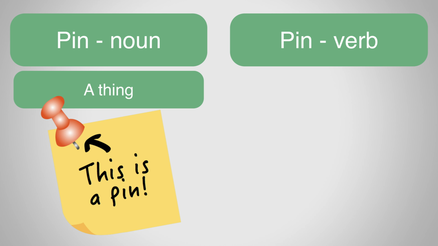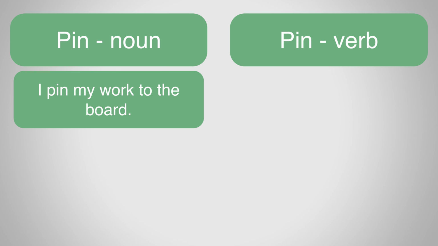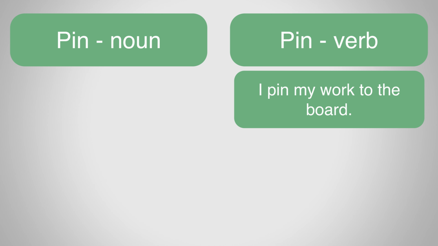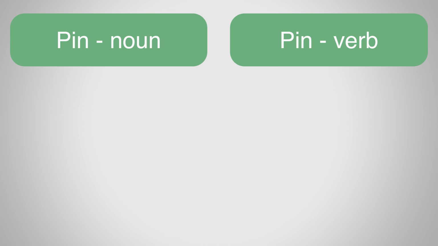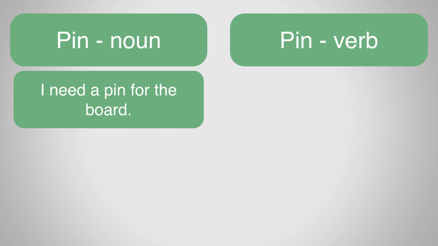So we need a sentence that uses pin in this way. What about, I pin my work to the board? That's not quite right. Although we would be using a drawing pin to do this, in this sentence the word pin is not being used as a noun, it's being used as a verb. So let's try again. What about, I need a pin for the board? Okay, that's perfect.